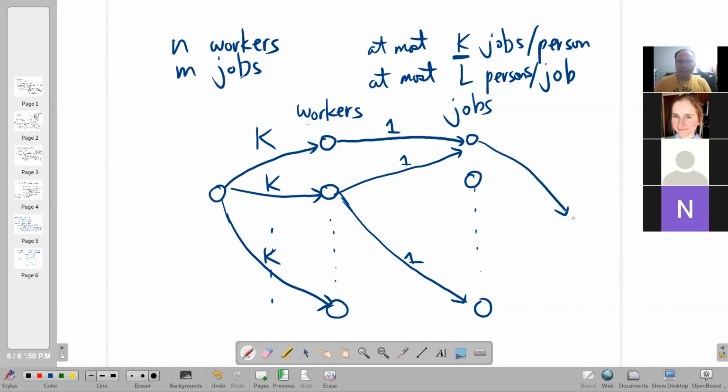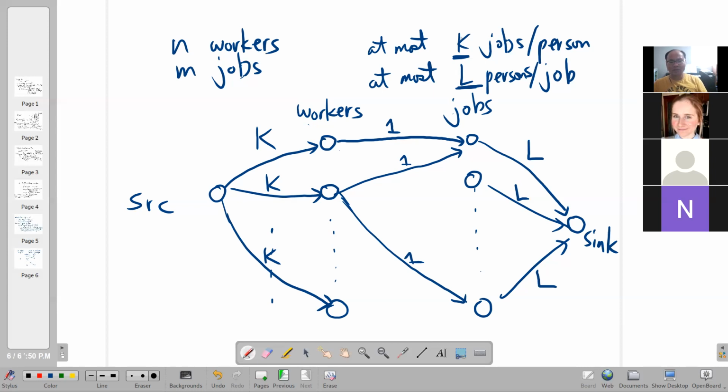And then it's going to connect to the sink, and this is the source. Each job can collect at most L different tokens. You're not allowed to collect more than L. So the capacity of this link is L. And this is the network that is used to do this assignment problem in terms of maximum flow. So what I'm flowing is some kind of tokens that get passed from one type of thing, in this case the workers, to another when they get assigned.